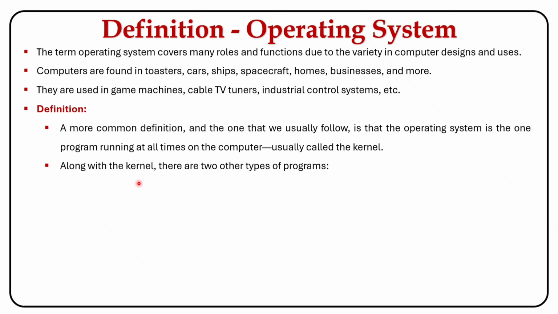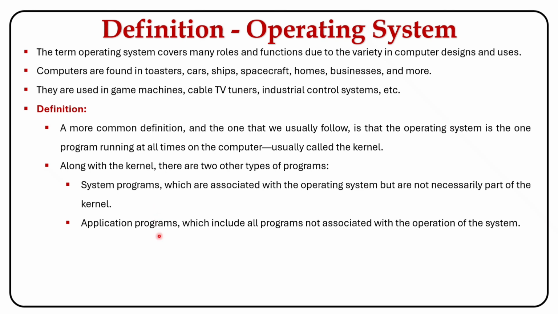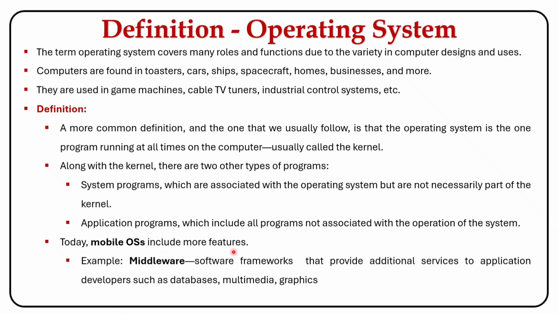Along with the kernel, there are two other types of programs. The first is system programs, which are associated with the operating system but are not necessarily part of the kernel. The next is application programs, which include all programs not associated with the operating system. Today, mobile OS includes more features, for example, middleware, software frameworks that provide additional services to application developers such as database, multimedia, and graphics. Both iOS and Android include the kernel and also the middleware.